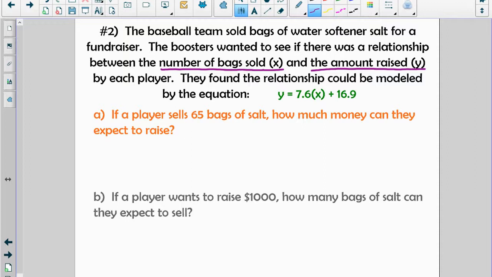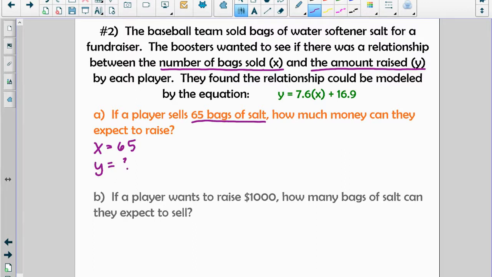So question A, if a player sells 65 bags of salt, how much money can they expect to raise? So in that question, they're giving us the value of x because they're telling us it's 65 bags of salt that they sell. So that would be the number of bags sold. So they're kind of telling us x equals 65. And it says how much money can they expect to raise? Well, that's the y value, the amount raised. So they want us to try to figure out what does y equal.